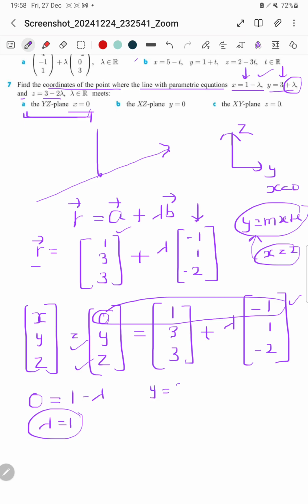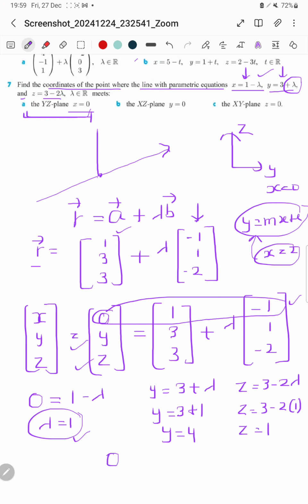Then y is equal to 3 plus lambda, and as we got lambda as 1, y is equal to 3 plus 1, so y is equal to 4. And then z is equal to 3 minus 2 lambda, and substituting lambda as 1, so 2 times 1, z is equal to 1. So what will be the point? X is 0 in the yz plane, y is 4 and z is 1.